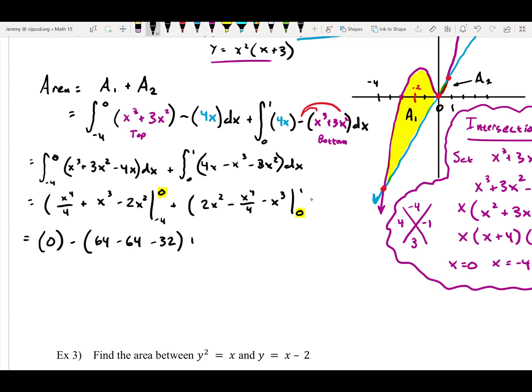And now we're going to add to that. So that was our first integral. And now for our second integral, I'll plug in 1, which just gives me 2 minus 1/4 minus 1. And then subtract from that, plugging in 0, which just gives me 0.